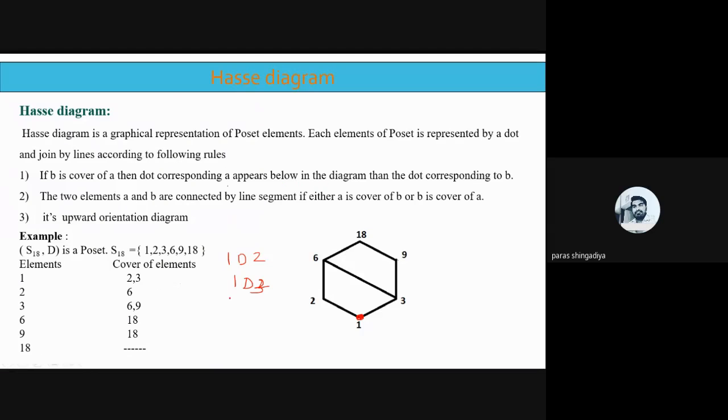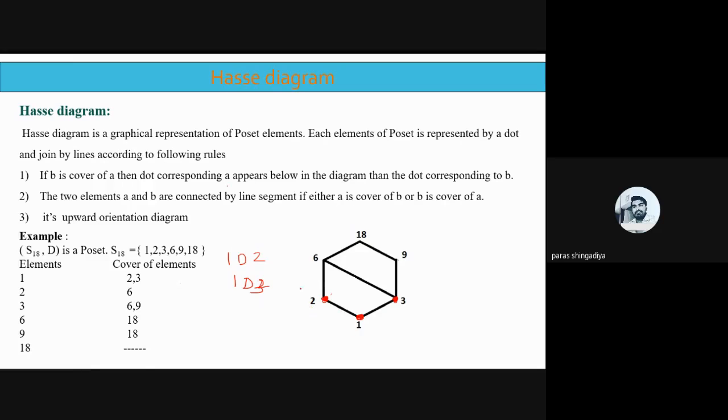Clear? So here 2 is the cover element of 1, then we consider the dot corresponding to 1 appears below in comparison to the dot corresponding to 2. Clear? And similarly for 3, 3 is also a cover element of 1, so we'll consider the dot corresponding to 3 should be above in comparison to the dot corresponding to 1.